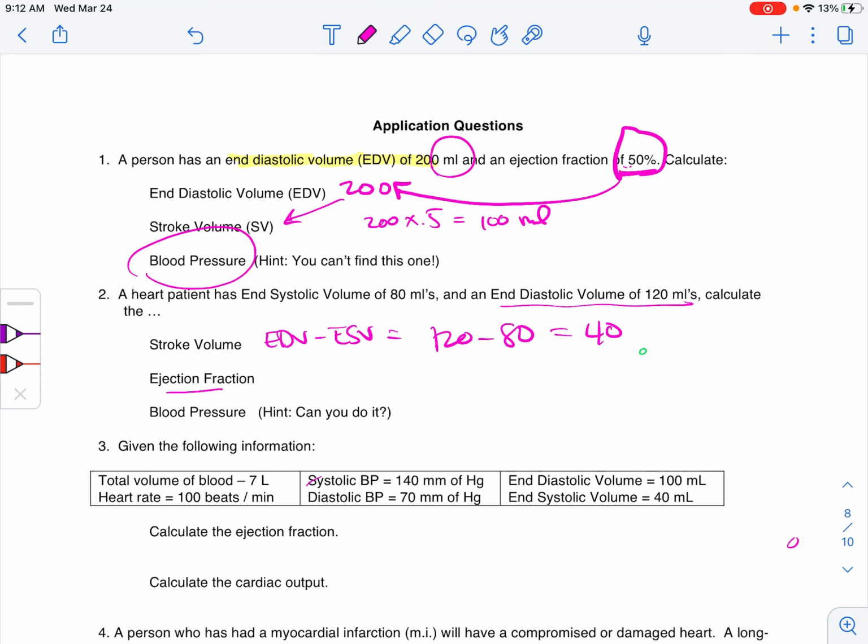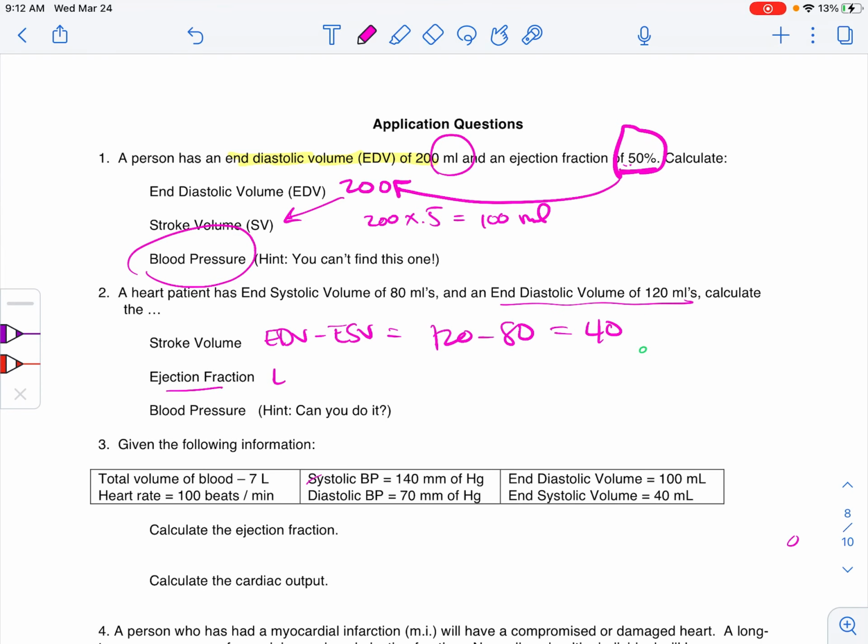But how do we figure out the ejection fraction? Ejection fraction equals stroke volume divided by the end diastolic volume. Okay, so this is per beat, and this is how much your heart holds, basically, if you think about it that way. So we're going to take 40 divided by 120. And that is a third, so that would be 33%. Should we put the 0.3? It's fine. Blood pressure, can you do it? Nope, because we're dealing with volume.